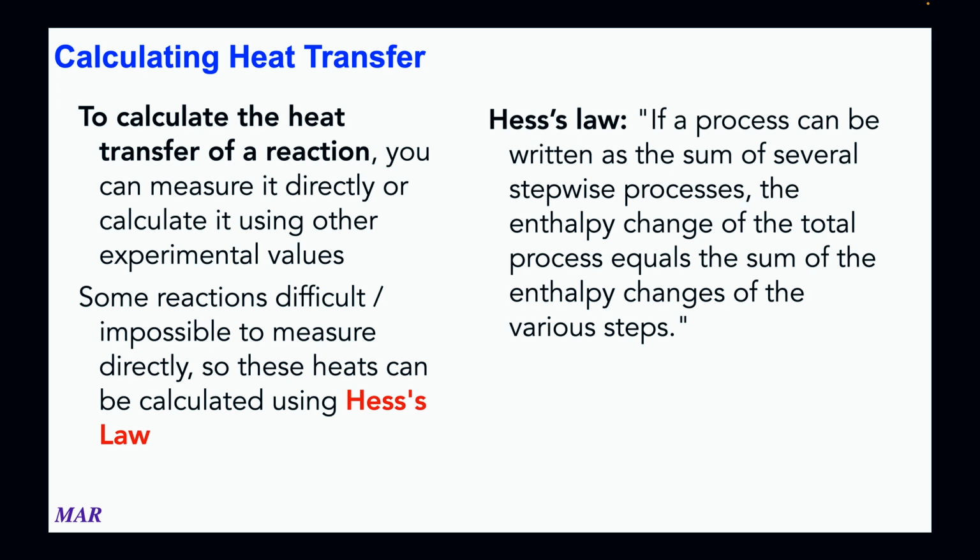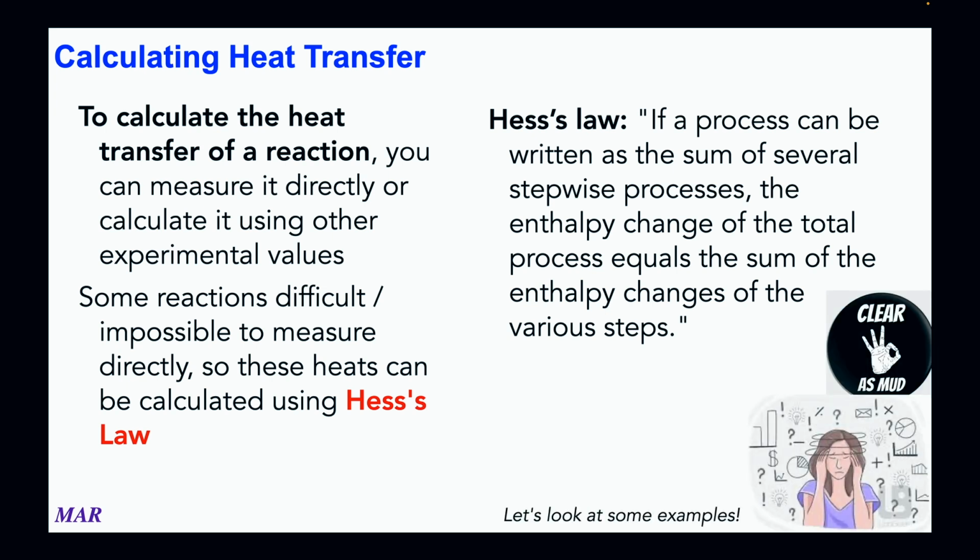Now, formally, this is what Hess's law says. If a process can be written as the sum of several stepwise processes, the enthalpy change of the total process equals the sum of the enthalpy changes of the various steps, which is clear as mud. Even I don't hardly understand that, so don't lose any sleep about it. Let me show you how Hess's law can make a reaction much easier to calculate by using other reactions which are easier to calculate, because the definition doesn't make any sense. Let's look at some examples to see what's happening.